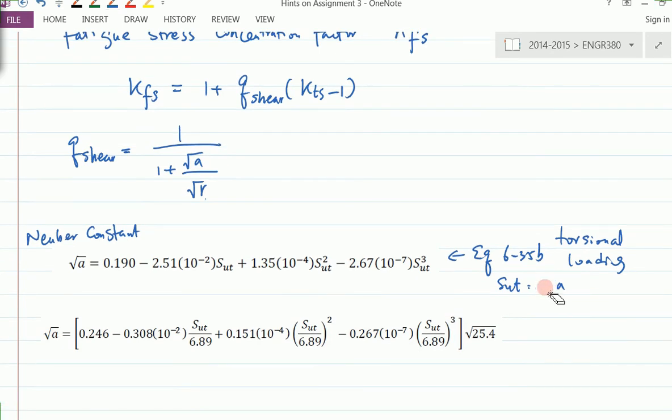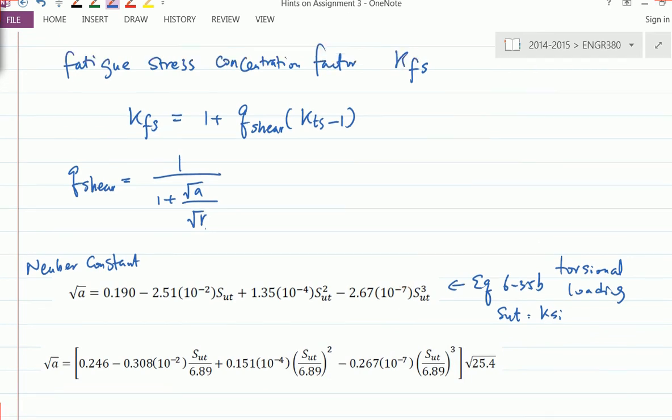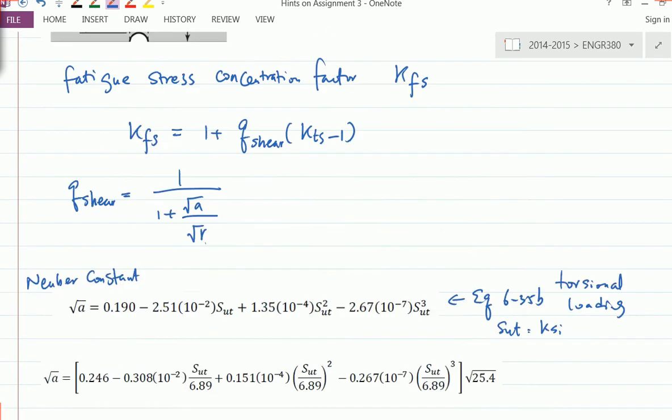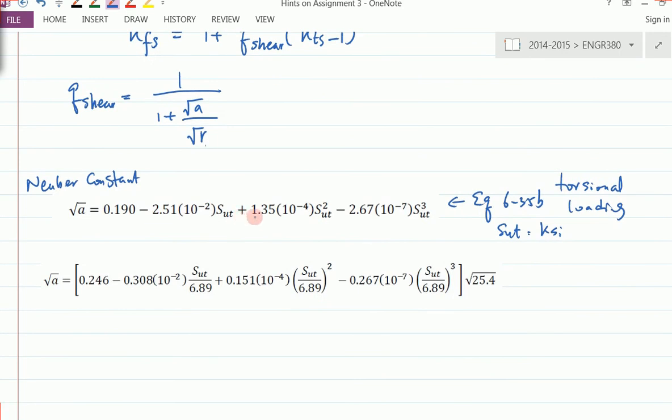Sorry, this is for KSI units, right? This is for KSI unit here, okay? But this question here is a standard unit, okay? So millimeters is all standard unit. So we have to modify the question slightly here, okay? In order to calculate the Neuber constant correctly.